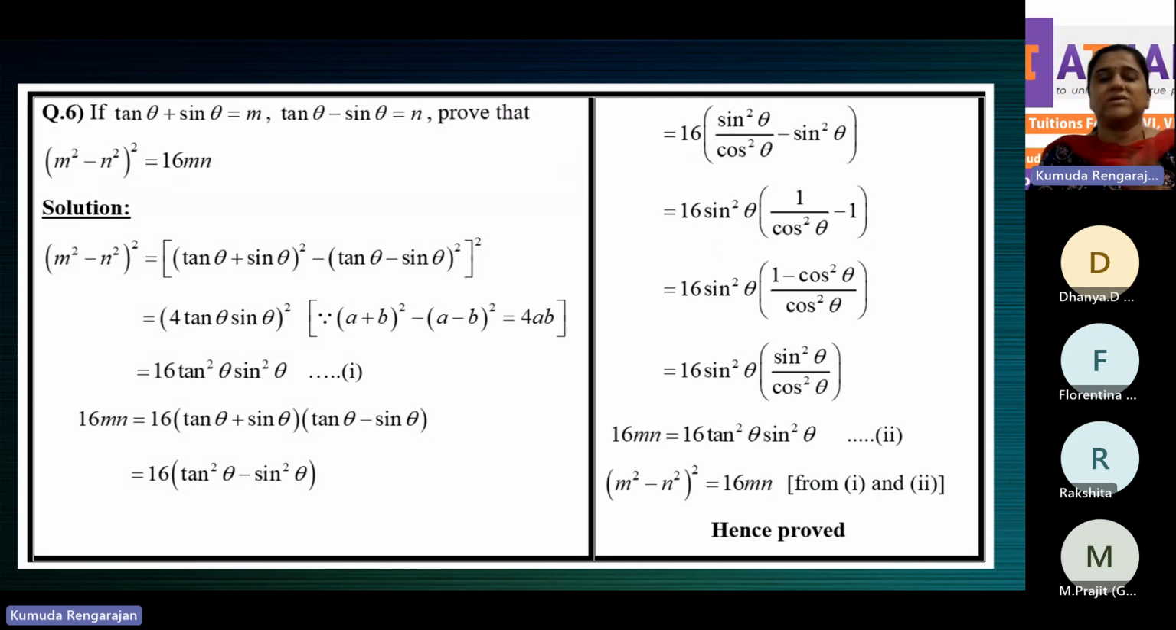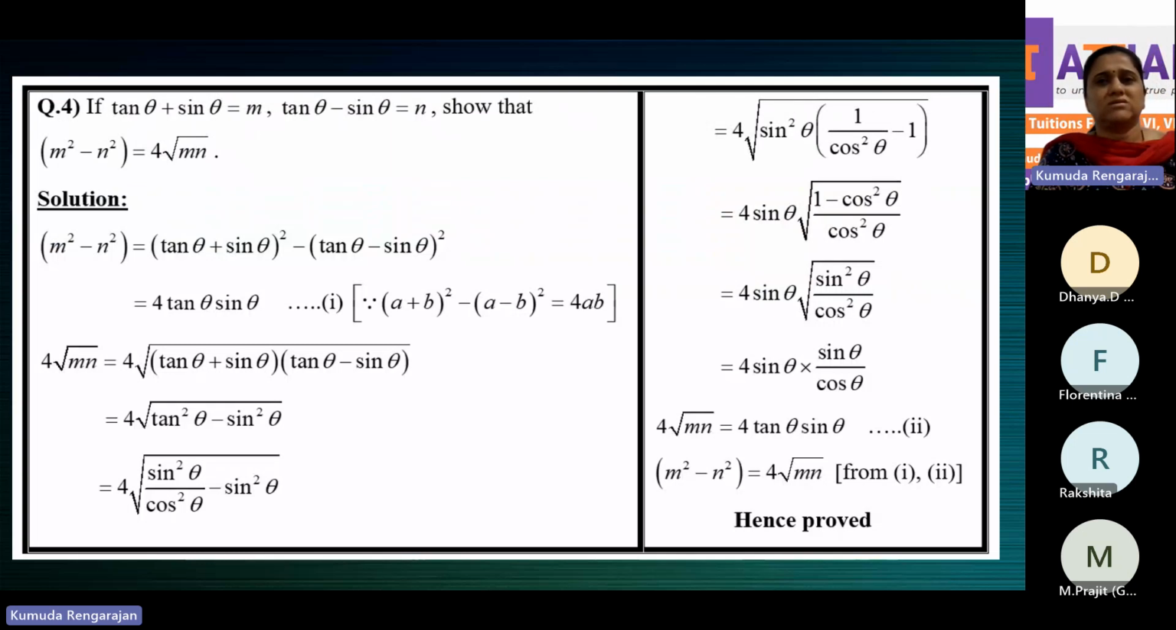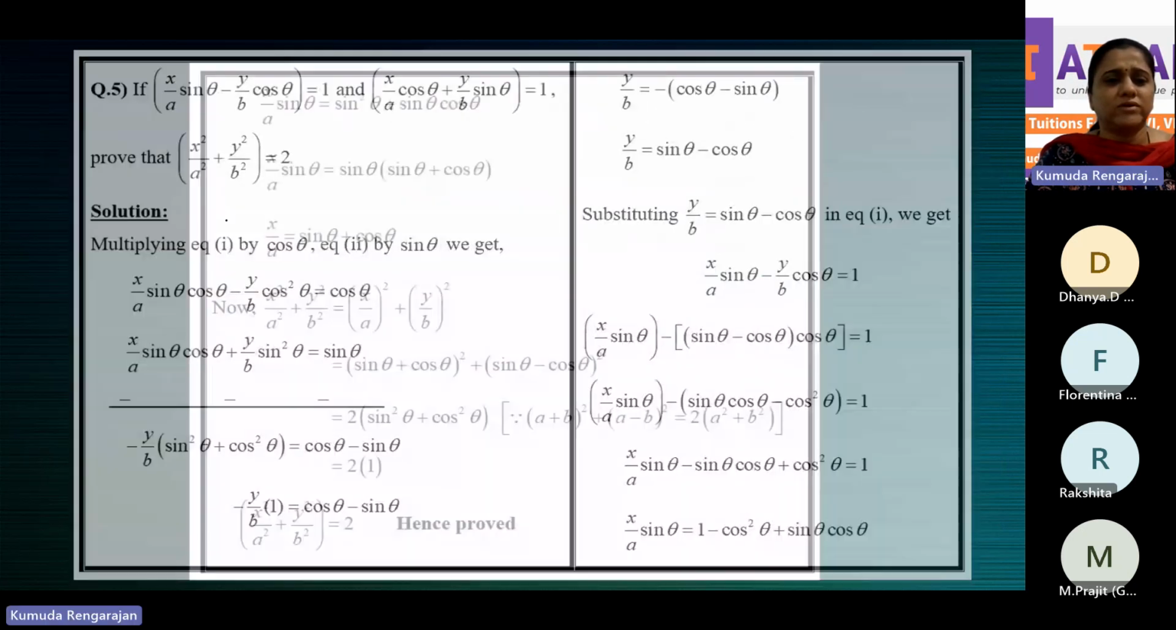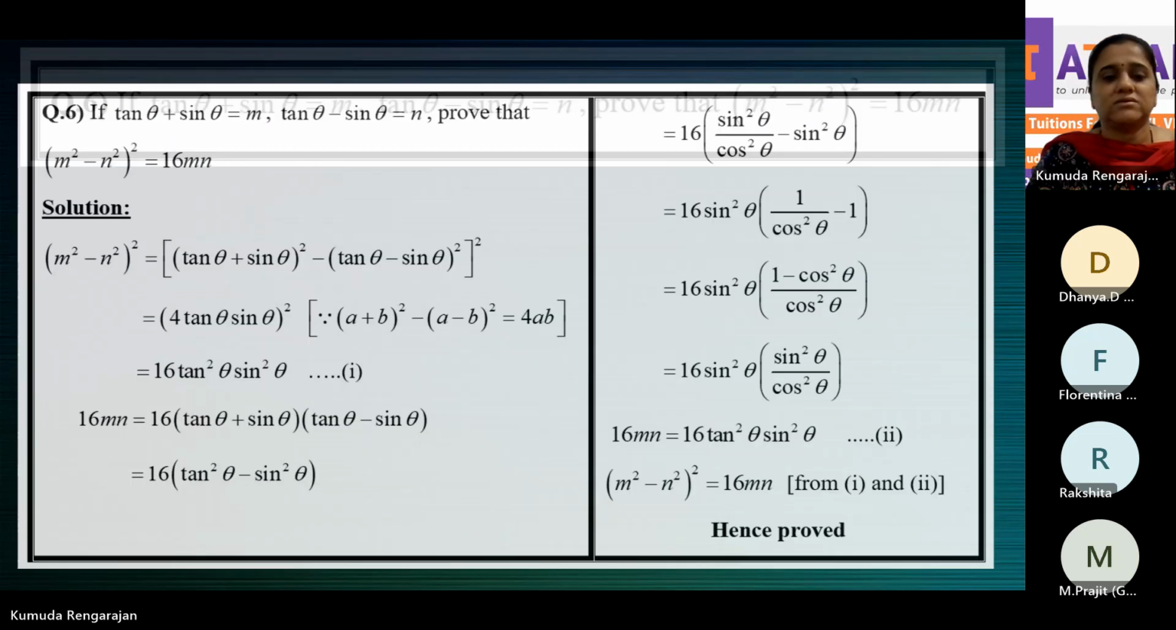It's similar to one sum we did earlier. I think the second one. Yeah, the fourth one. It's similar to this one. See, when you square this one on both the sides, you will get m square minus n square the whole square is equal to 16mn. Here, when you square this one on both the sides, what will you get? M square minus n square the whole square is equal to 16mn. I think that's what we have to prove here. Yeah. Similar to that one.